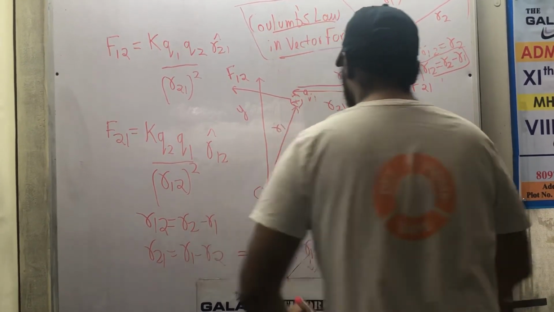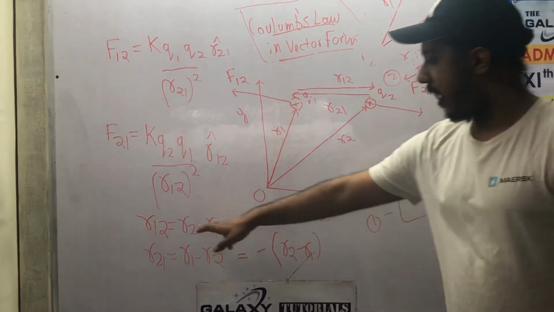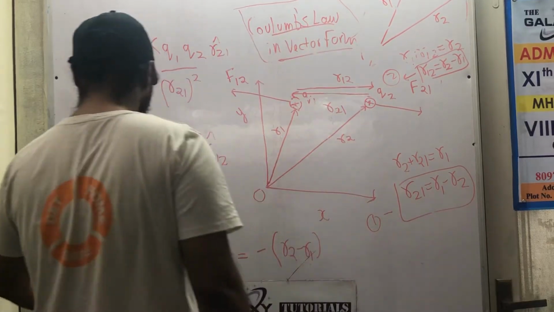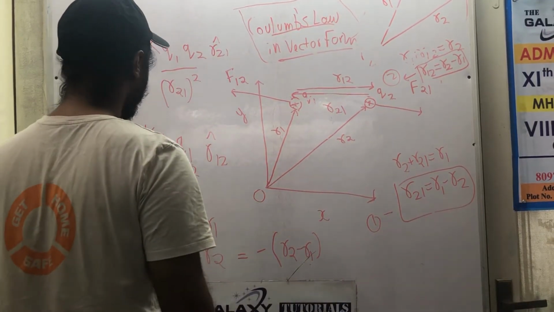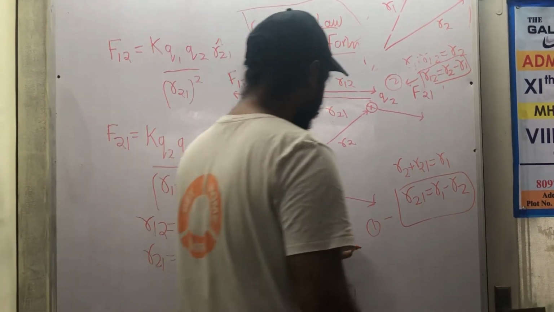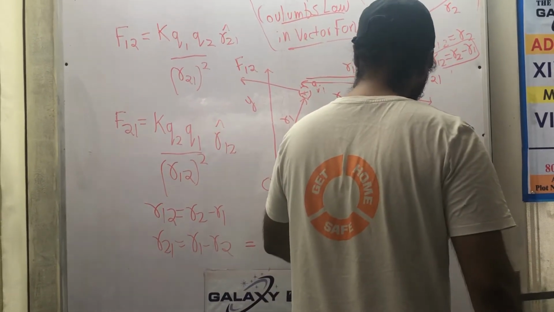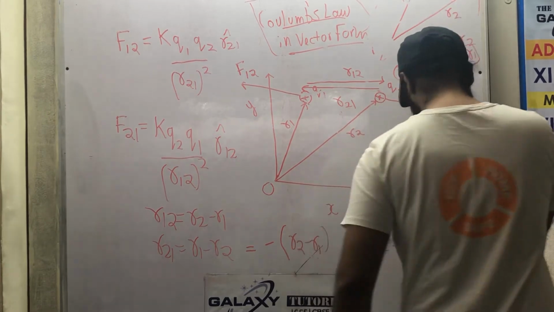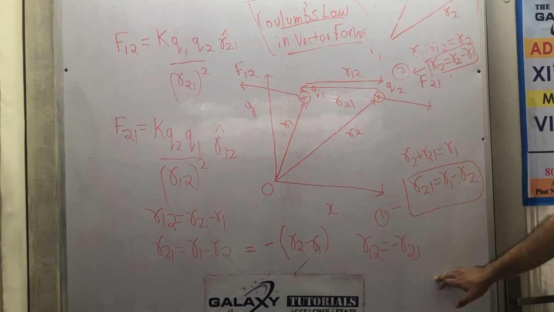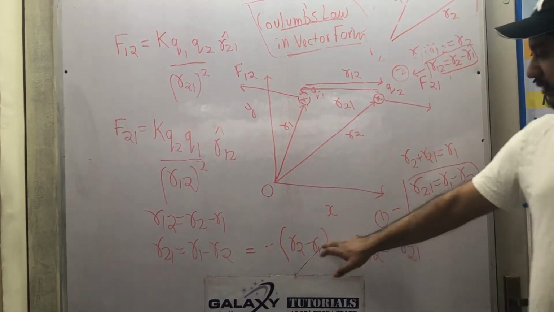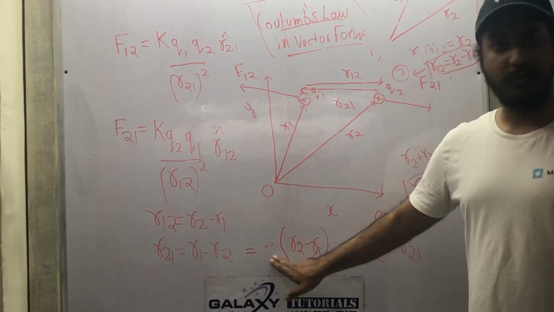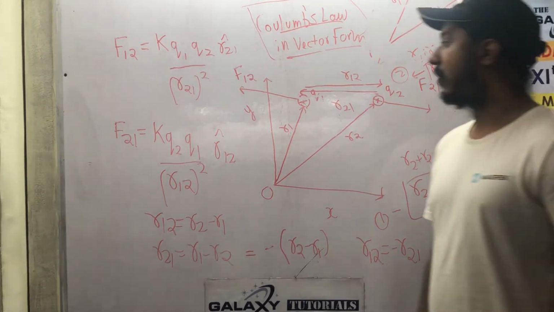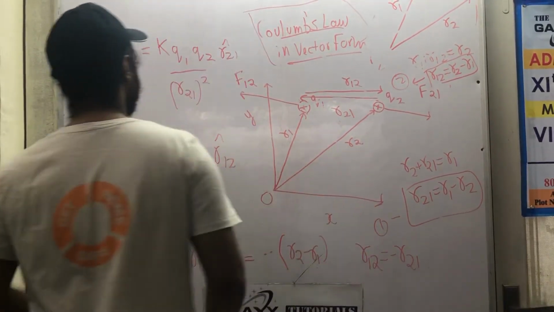After taking out the minus common, I can say that R12 is equal to minus R21. Can I say this? You can all see, because you took out the minus common, this and this are the same except for the minus sign. So you can say R12 is equal to minus R21. Now look at these equations.